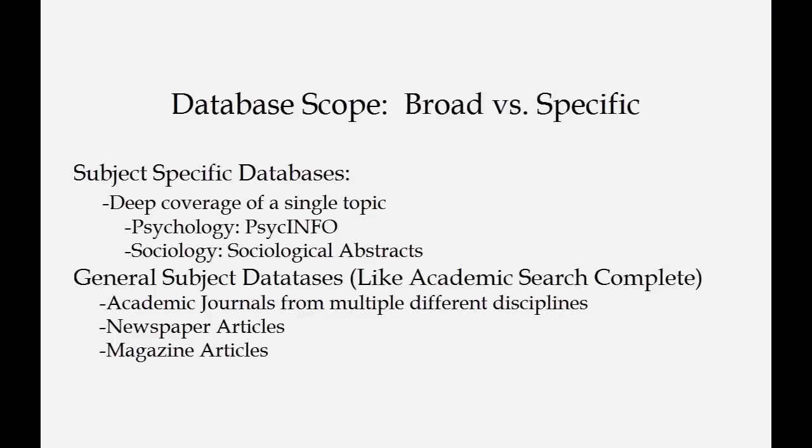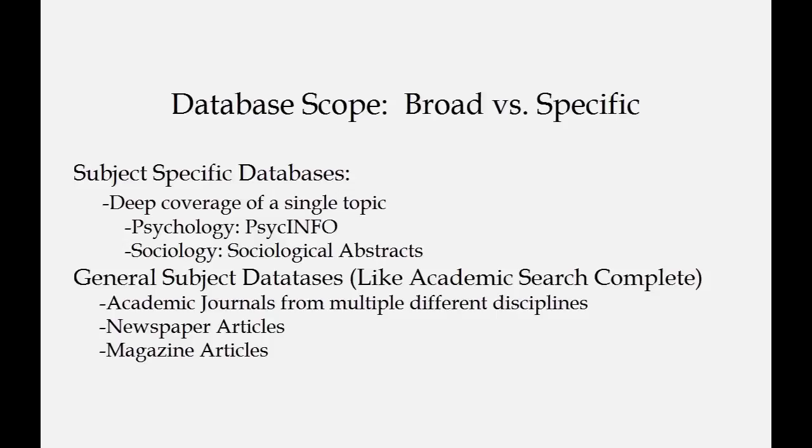Now, one of the key differences between Academic Search Complete and most of our databases is its scope. Most of our databases are what might be described as subject specific. That means that they provide very deep coverage of a single subject such as psychology or sociology. Academic Search Complete, in contrast, is a general subject database.